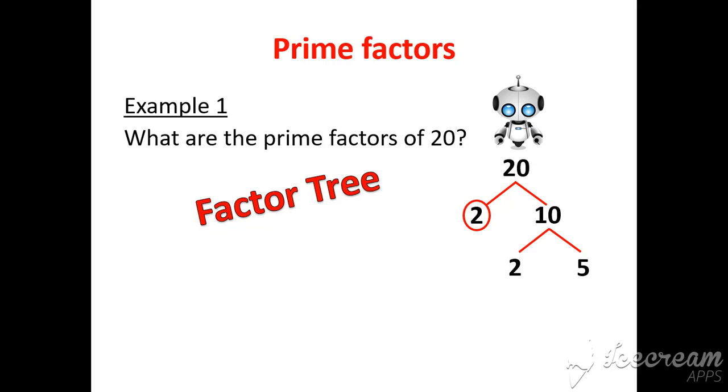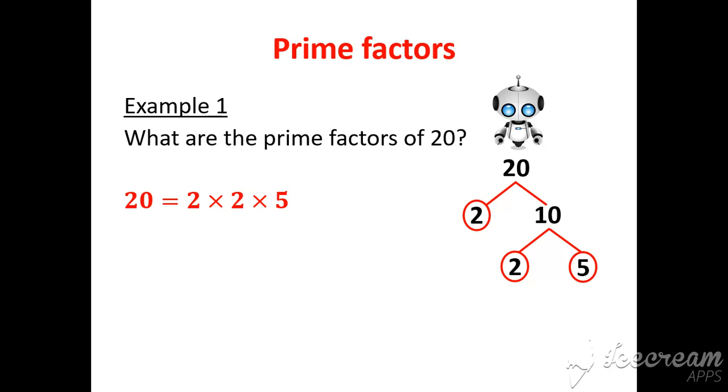So now we've got the next branch. We have to stop the 2 here because the next numbers would be 2 times 1, and we don't want a 1. And we have to stop the 5 because the only number to times 5 is 5 times 1, and we don't want the 1 there again. So we have to finish our factor tree there, and you'll see that we've got 2, 2, and 5. So the number 20 is made up of 2 times 2 times 5.